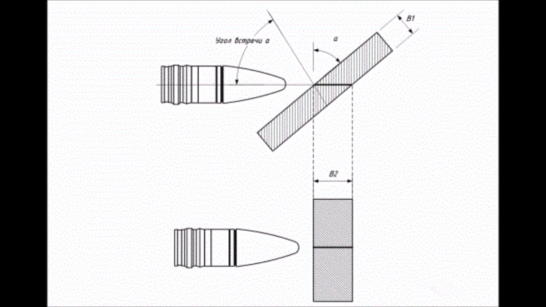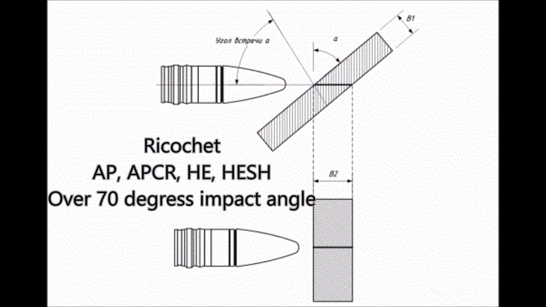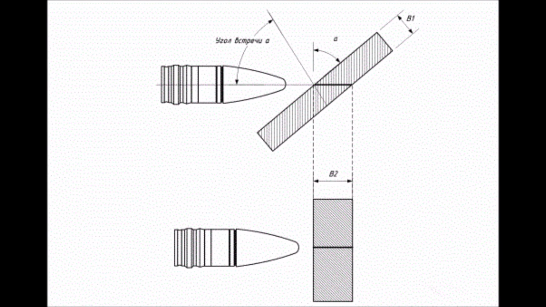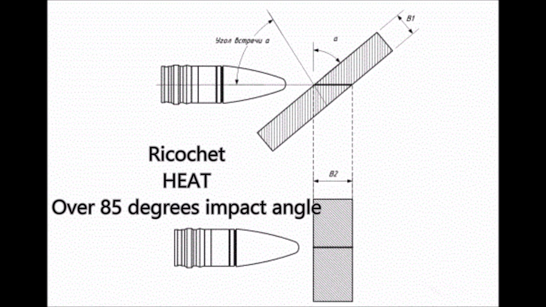A ricochet is something completely different. And it's different for different rounds again. A ricochet with AP, APCR, HE and HESH, since I've just found out, occurs when the impact angle is greater than 70 degrees. So that is for those four. HEAT is slightly different and has been changed recently. HEAT now is a ricochet at over 85 degrees. So there is one plus point for using a HEAT round.